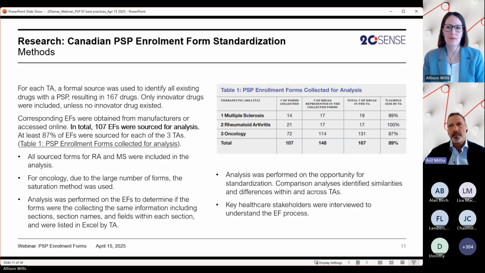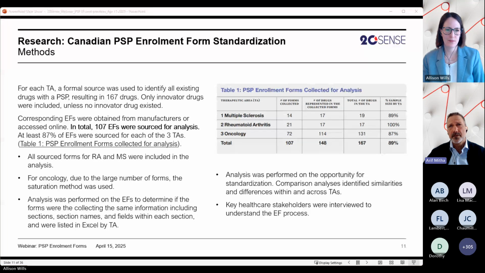So for each therapeutic area, for MS, for example, there were 19 drugs. I'll just work backwards on this table. There were 19 drugs. We collected 14 forms, and on those forms were 17 drugs. So a form can have more than one drug. So 17 divided by 19, 89%. So we had forms for 89% of the drugs.